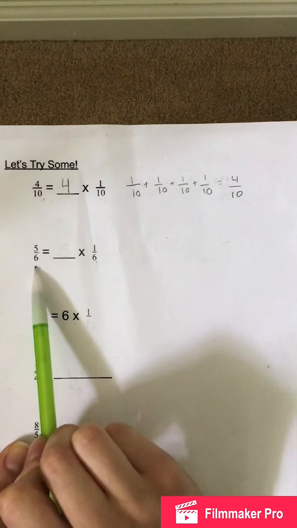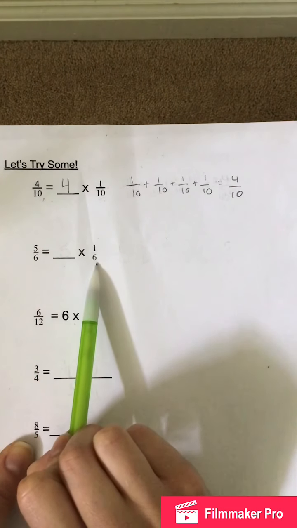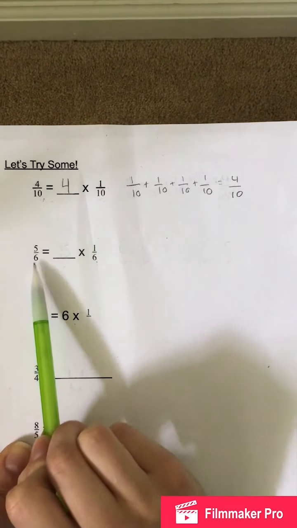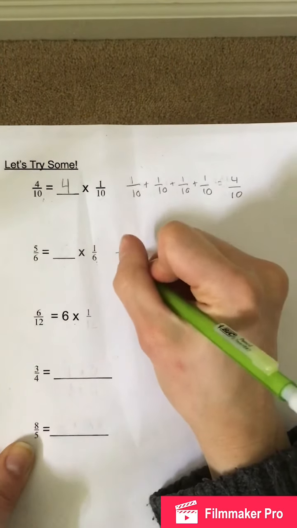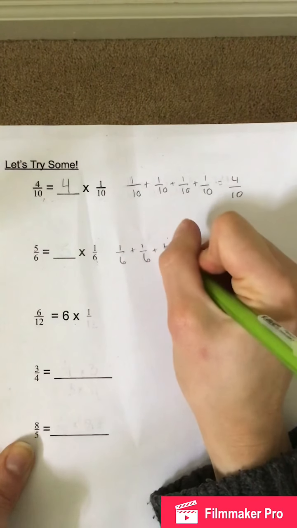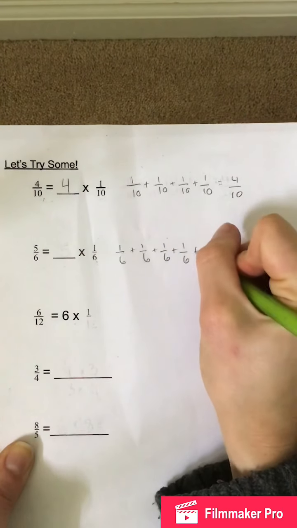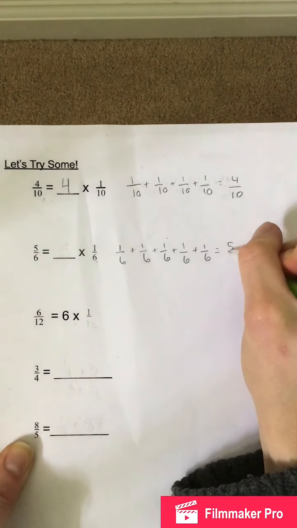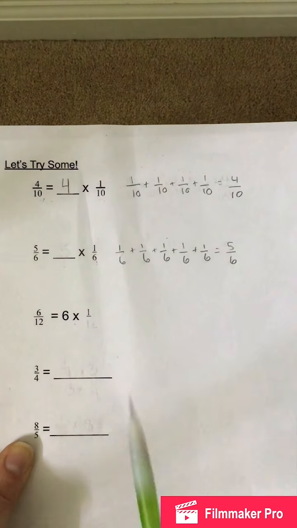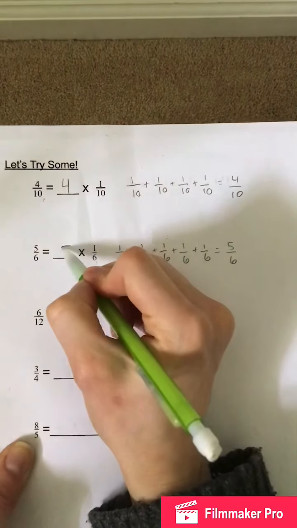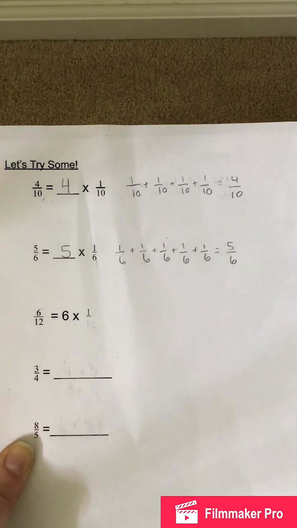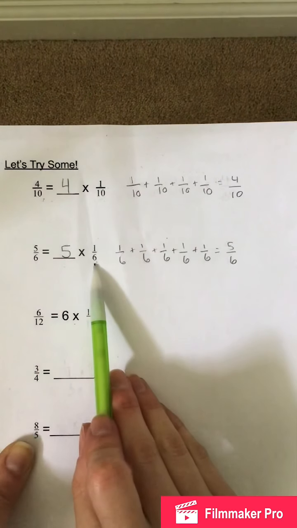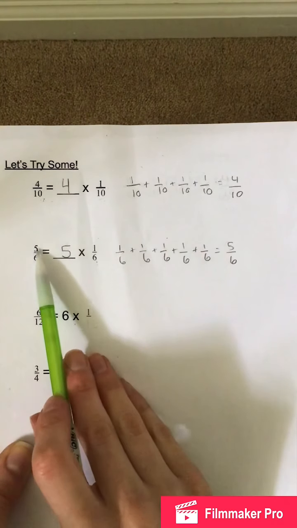5/6. First, I'm going to pull out my unit fraction. One part of this whole is 1/6. I know that I would have to add 1/6 5 times to get 5/6. So instead, I can write this as 5 times 1/6 equals 5/6. Notice, really, all you're doing is pulling out your unit fraction and then multiplying it by your numerator.